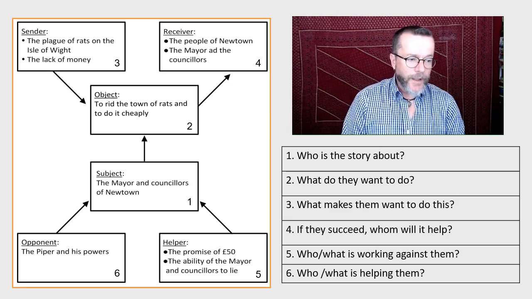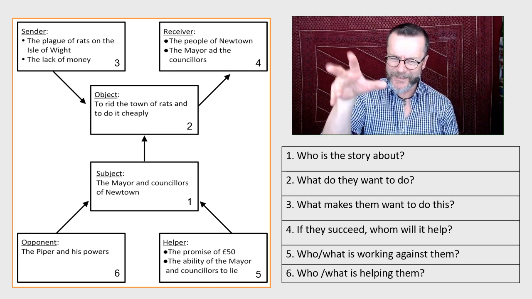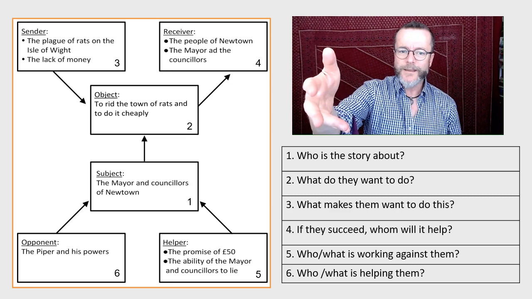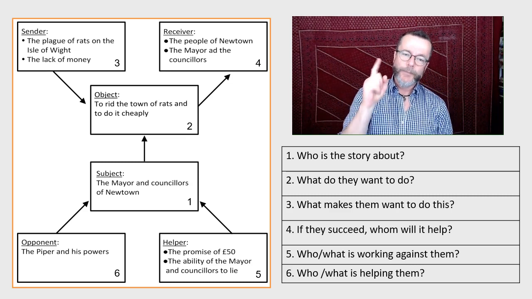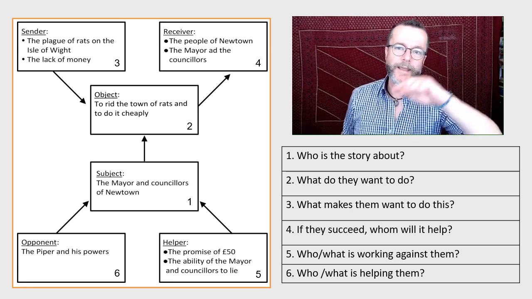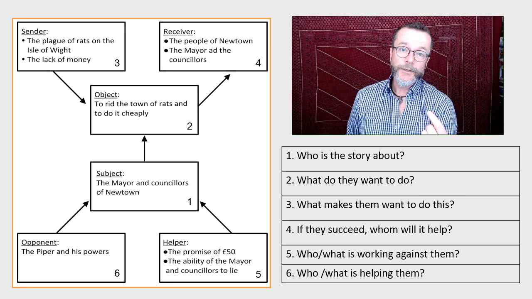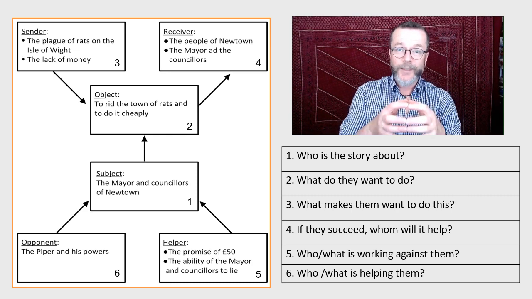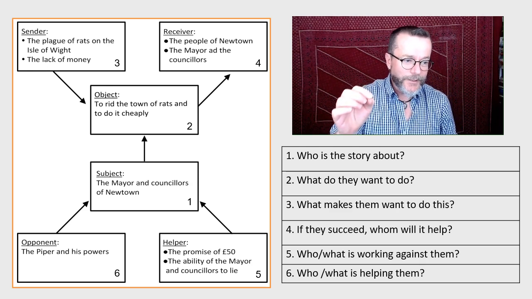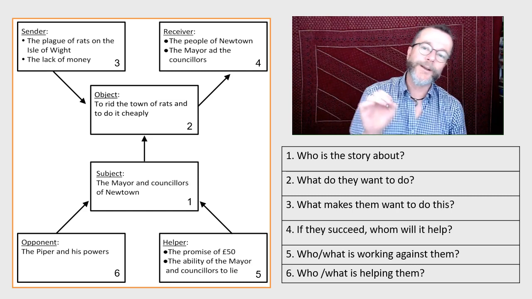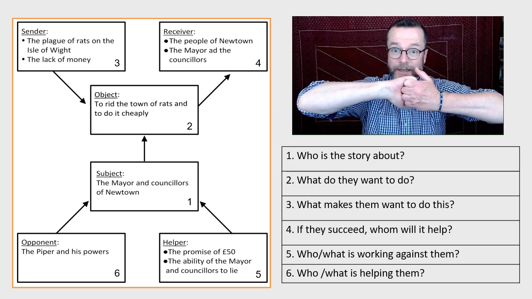Now, their helper here is that they promise, and I see on the slide it says £50. In my version, it's £10. But the promise of money to the piper is one of them, and their ability to tell lies. Their ability to look the piper in the eye and tell him that they're going to pay him something when they're not going to do it. So that's what helps them, they think, to succeed. But of course, their opponent is the piper and the powers of the piper. And remember, the opponent and the helper are working against each other.